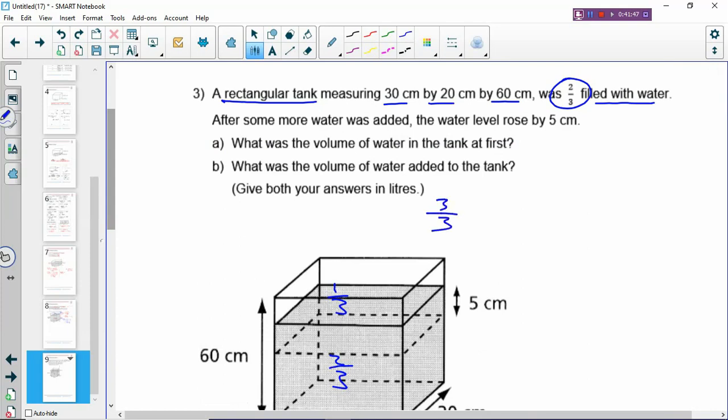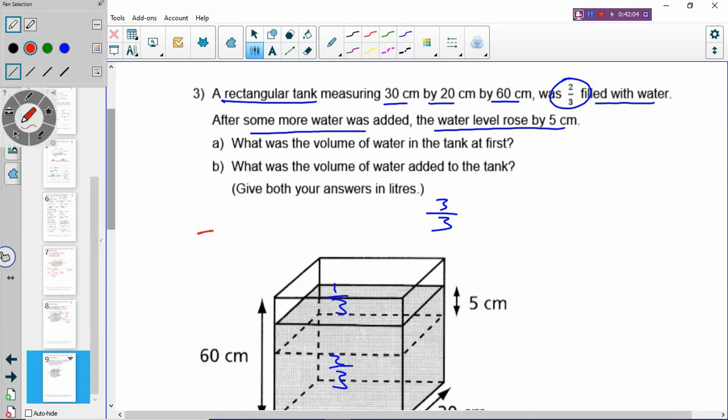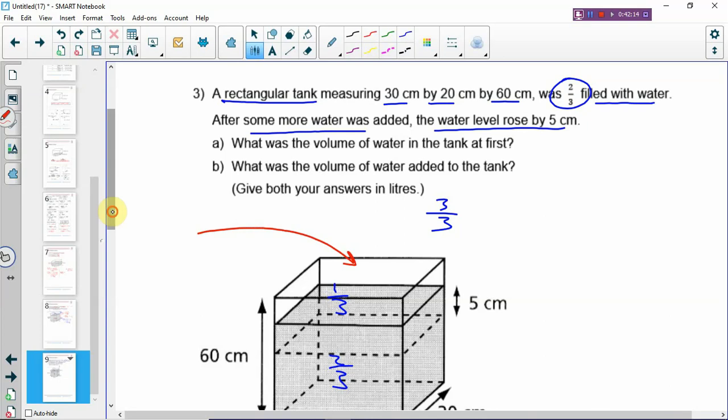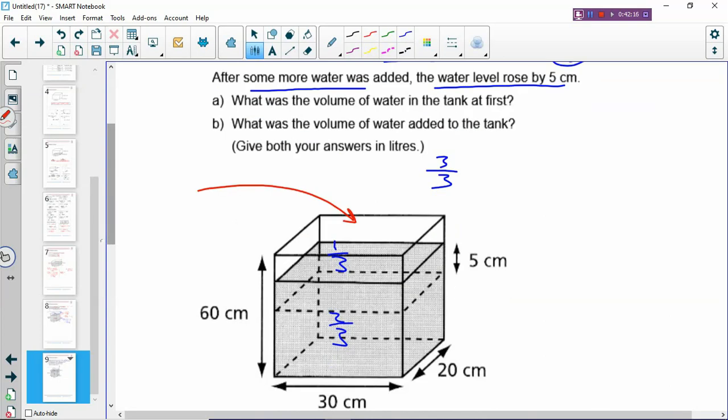And there must be one whole, which is the whole container. So there's a family of fractions. Every time you have a fraction, there'll be 1/3 and 3/3. There has to be a whole number somewhere, right? So after some more water was added, what happened? Now the water level rose by 5 cm. So we can do some drawing. For the harder problems, you will see me do some drawing onto the diagram so that it becomes more clear. So I'm going to pour some more water inside, and then the water level will rise by 5 cm.